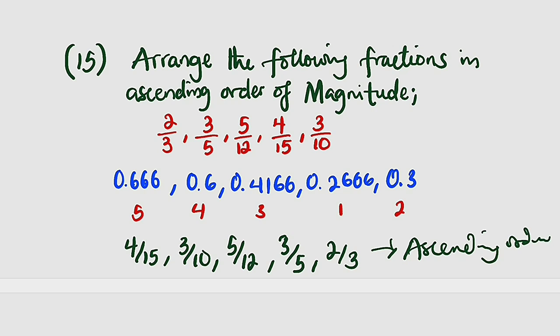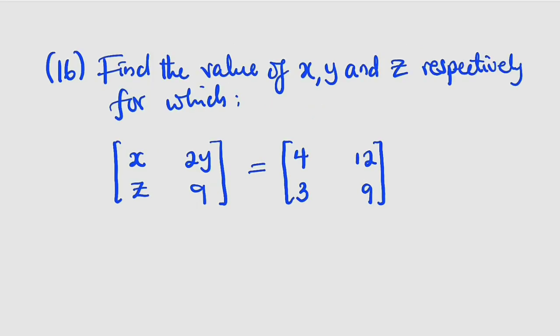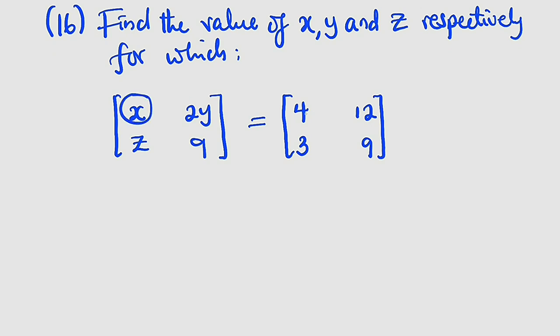order. And question number 16 reads, we are asked to find the values of x, y, and z respectively, for which we are given this matrix to be equal to this matrix. Remember, if 2 or more matrices are equal, it means that they have equal entries. This is why you can see we have 9 here and we have 9 here. So all other entries must be the same. All right. This implies that x must be equal to 4, right? This is as simple as saying x equal to 4. We have obtained the value of x.